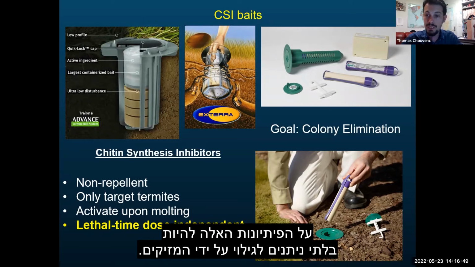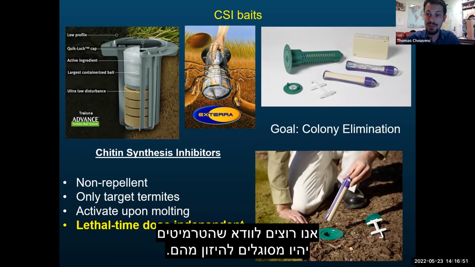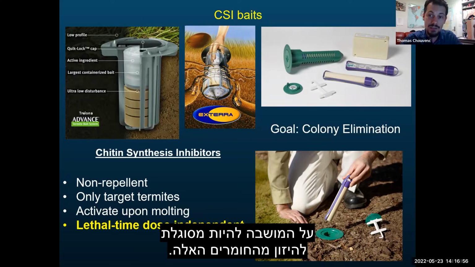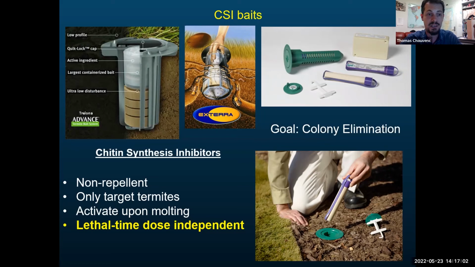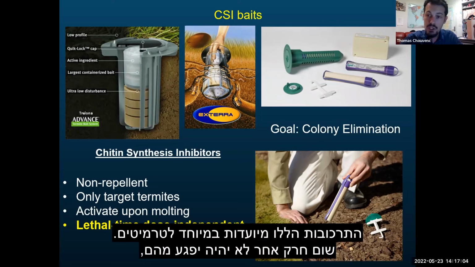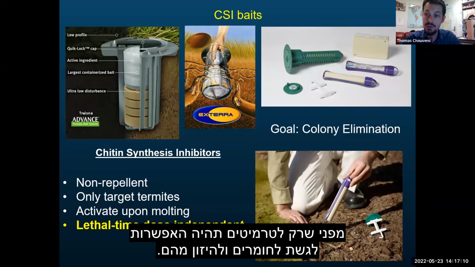These baits have to be non-repellent. We want to make sure that the termite is able to feed on it. The colony needs to be able to access and feed on it. So if it's repellent, they're not going to go anywhere close and therefore not feed on it. These formulations are termite specific, so nothing else is going to be affected because only the termites have the ability to access it and feed on it.